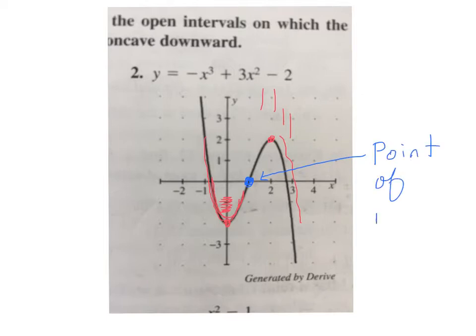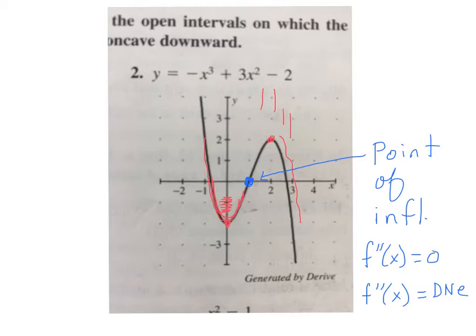of inflection. Now, points of inflection occur when the second derivative is equal to 0 or when the second derivative does not exist or is undefined. So those are the two ways you're going to be able to calculate a point of inflection. Why that's important is no longer do you have to search a graph or zoom out or zoom in looking for your points of inflection. If you can calculate where the second derivative is equal to 0 and where the second derivative is undefined, you'll know all the locations of the possible points of inflection.